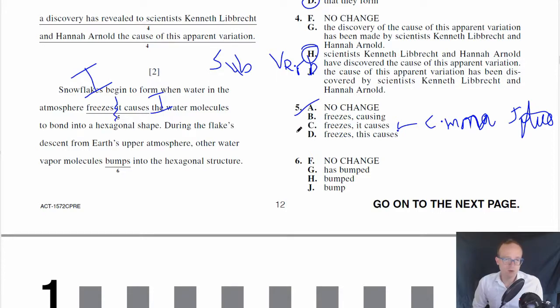So C can't work. Same problem with D, right? Freezes, this causes. That's going to be a comma splice again. So B is the only possible answer here. B uses the causing, which makes this second part of the sentence into not an independent piece, right? Makes it non-independent, so then you can join it with a comma.